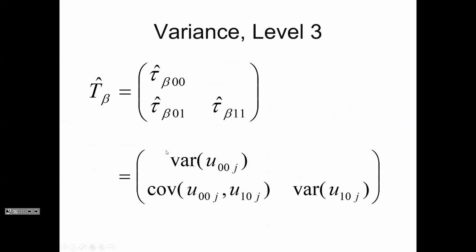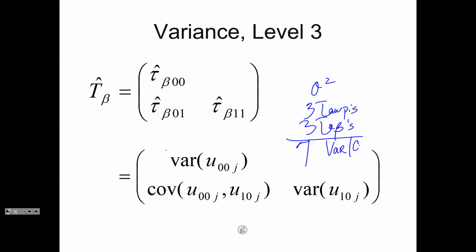So now again, unconditional linear growth model, totally unconditional, and I have a sigma squared. If we think about how many parameters, we've got 3 tau pi's and 3 tau betas. So we actually have 7 variance covariance components.